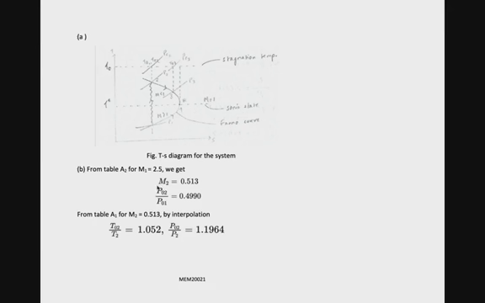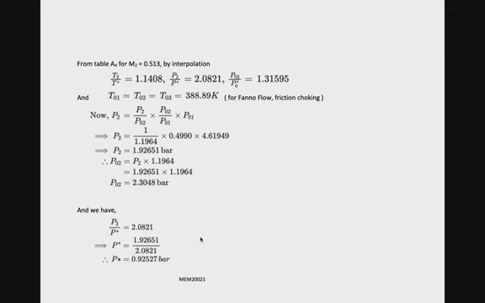From table A1, for M2, since we got the value of M2 from A2, by interpolation we get T0 at point 2 by T2 is equal to 1.052, and stagnation pressure at point 2 by pressure 2 is equal to 1.1964. Now from table A4, for M2 equal to 0.513. This table A4 is for the Fanno flow.